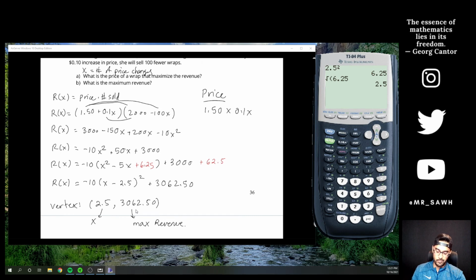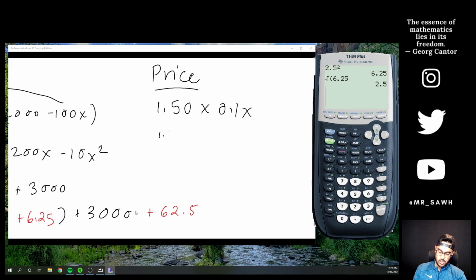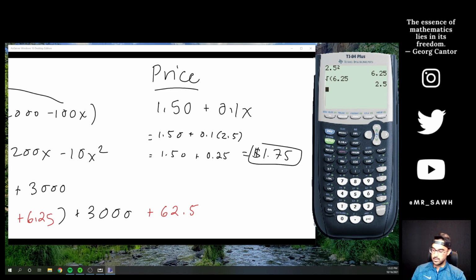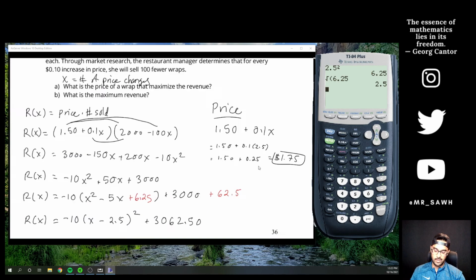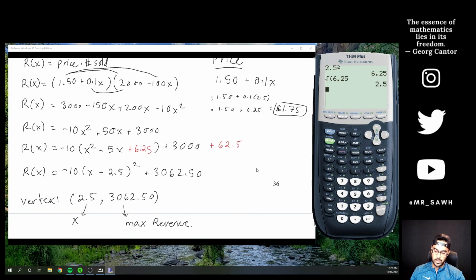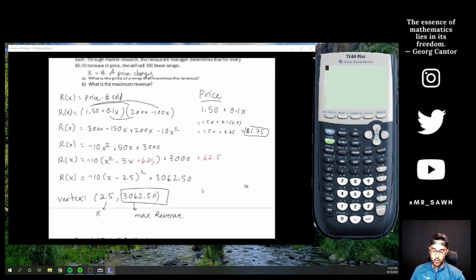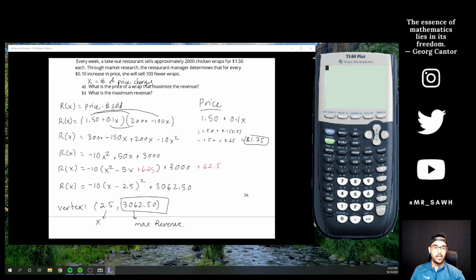Well, I know x is 2.5, so it's $1.50, this should be a plus sign, sorry, plus 0.1 multiplied by 2.5, which is really $1.50 plus 25 cents for a new selling price of $1.75. Right, I added a quarter. I increased the price 2.5 times to get $1.75, and we found the maximum revenue already, $3,062.50.